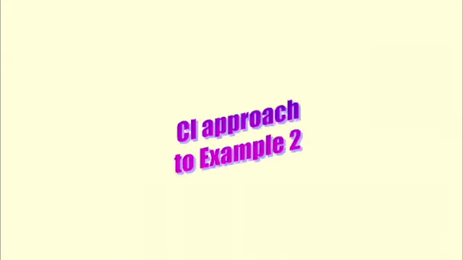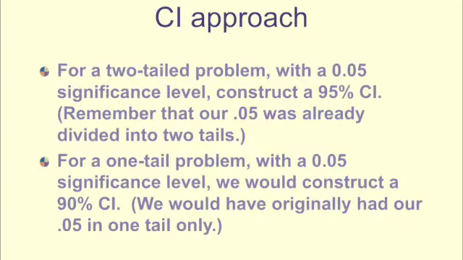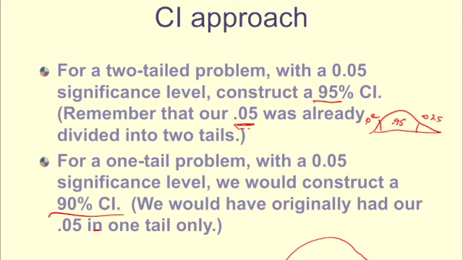Let's also take a look at how we could use confidence intervals to solve this problem. So for a two-tailed problem with a 0.05 significance level, we would want to construct a 95% confidence level. Okay, that's our area and our two tails. Or if we have a nice little drawing, 0.95 is here, 0.025 is on either tail. For a one-tail problem, we would want to construct a 90% confidence interval, right? Because we originally had 0.05 in our one tail only, and that would leave us with an area of 0.90 in the middle. Remember, the area under a normal curve is 1.